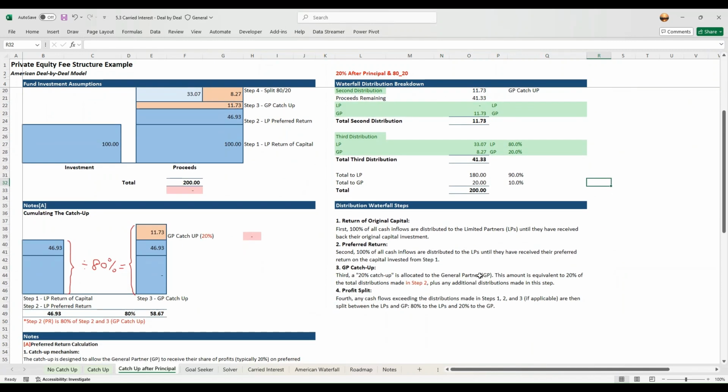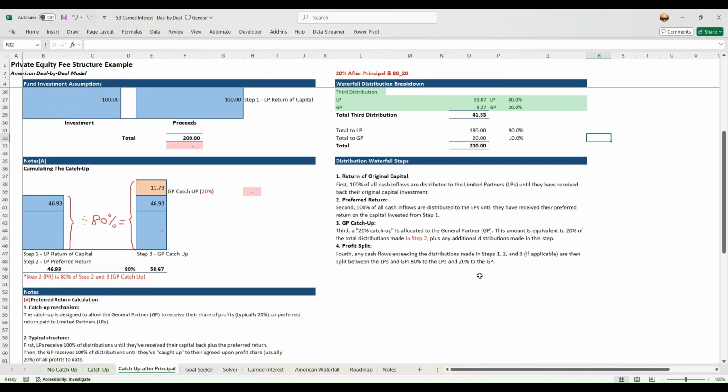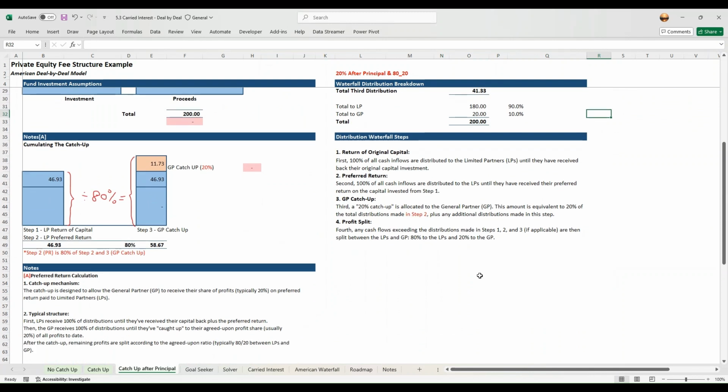And that's all the three models in this deal by deal case. And I hope it's clear to you. Please let me know if you feel somewhere is not very clear or confusing. I can try to make a different video or explain in a better way.